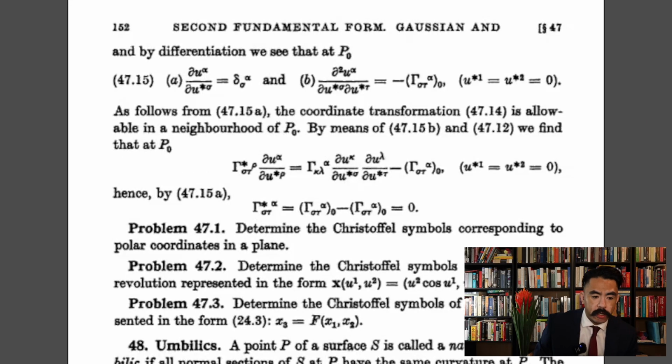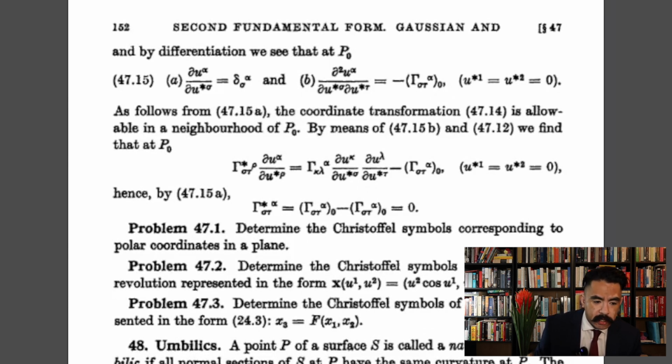And by differentiation, we see that at P_0, (A) ∂u^α/∂u*^σ equals the Kronecker delta δ^α_σ, and (B) ∂²u^α/∂u*^σ∂u*^τ is equal to the negative quantity (Γ^α_στ)_0, where u*^1 equals u*^2, which equals 0. As follows from the previous statement A, the coordinate transformation previously given is allowable in a neighborhood of P_0.